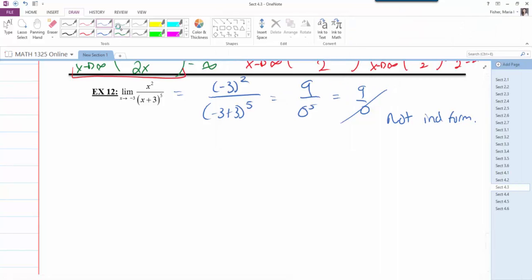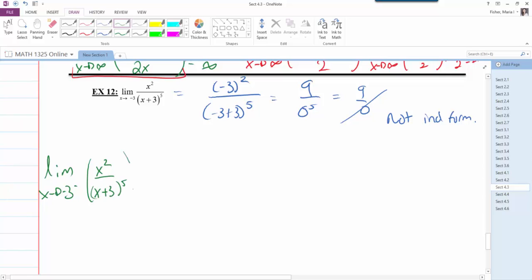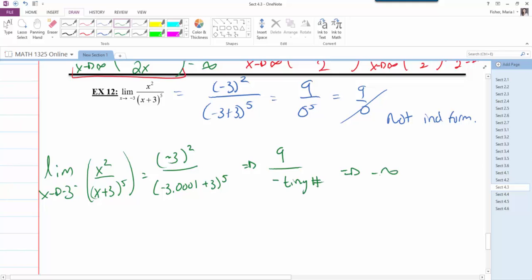So the way that we could find that, right, if we didn't use the graph, is look at the limit as x approaches -3 from the left of x squared over (x plus 3) to the fifth. And remember what we would do is we just plug in direct substitution in our numerator. And then we'd plug in a number that is to the left of -3, but pretty close to -3. And then we notice here we'd end up with positive 9 over a negative tiny number, so we know this was going towards negative infinity.